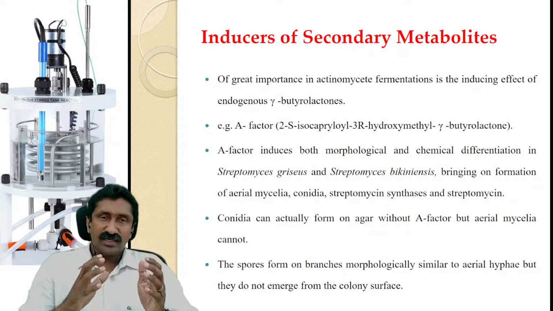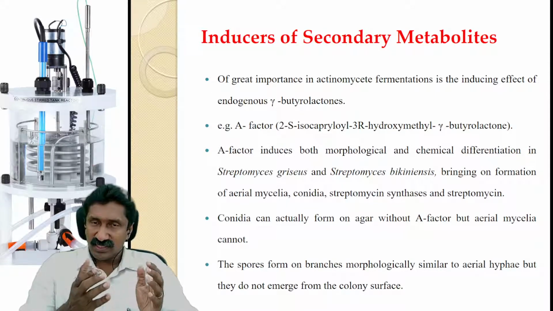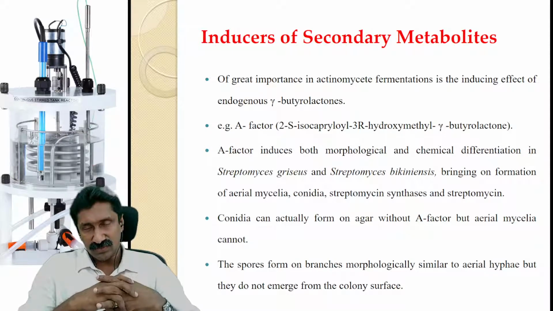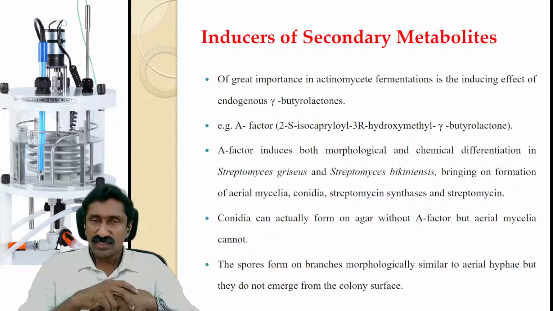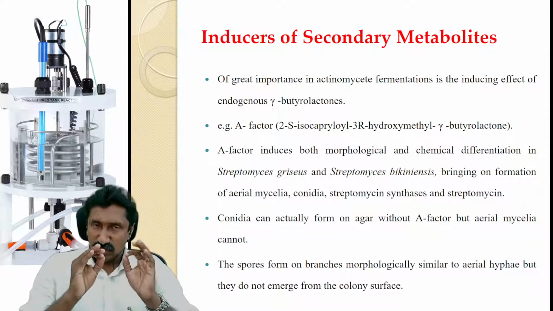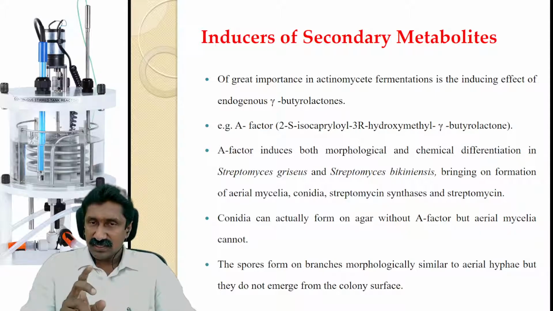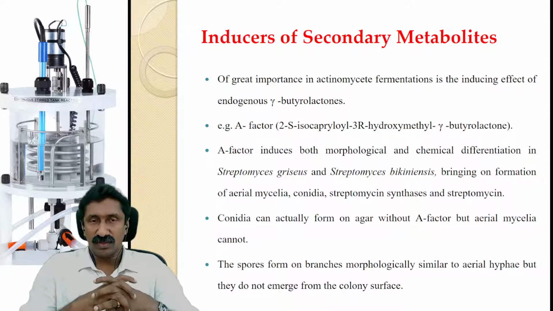The A factor induces both morphological and chemical differentiation in Streptomyces griseus and Streptomyces bikiniensis. So we have two Streptomyces species, and the A factor is an inducer coming under the gamma-butyrolactone category, and it has two functions, that is morphological and chemical differentiation. Both will be done by the A factor.